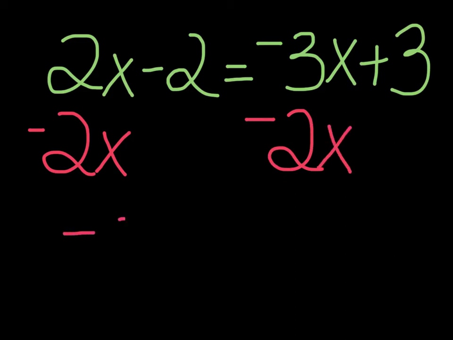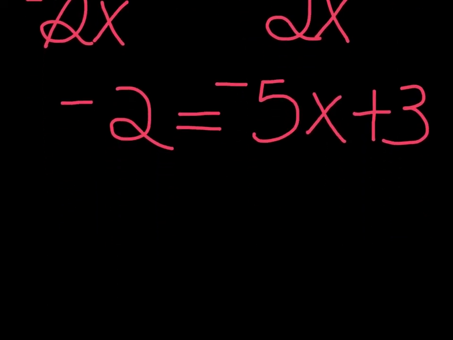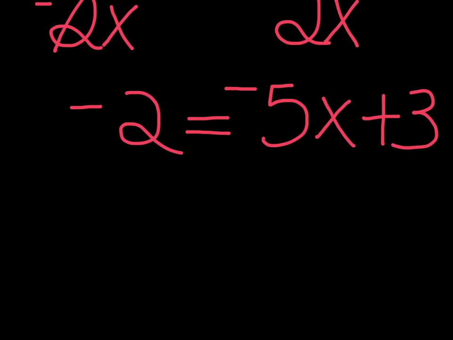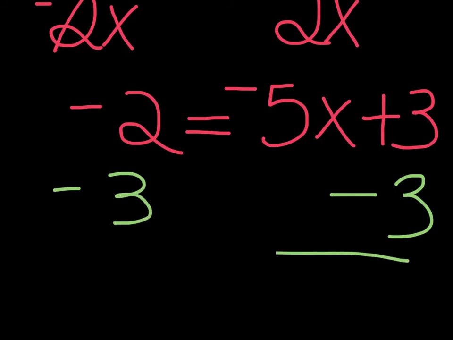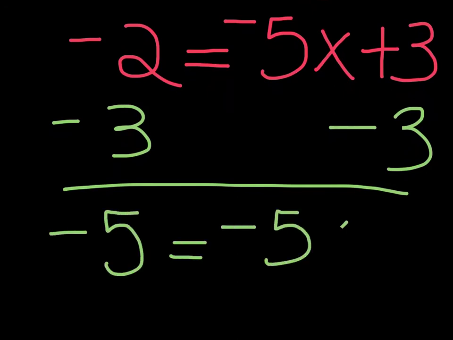Now I have negative 2, and those cancel out, so I'm left with negative 2 equals, now negative 3x minus 2x. I need to figure out how to combine those terms. Negative 3x minus 2x, I can rewrite as negative 5x plus 3. And then from this point, I would subtract 3 from both sides of the equation. Minus 3 over here, minus 3 over here, and that will leave me with negative 5 equals negative 5x.